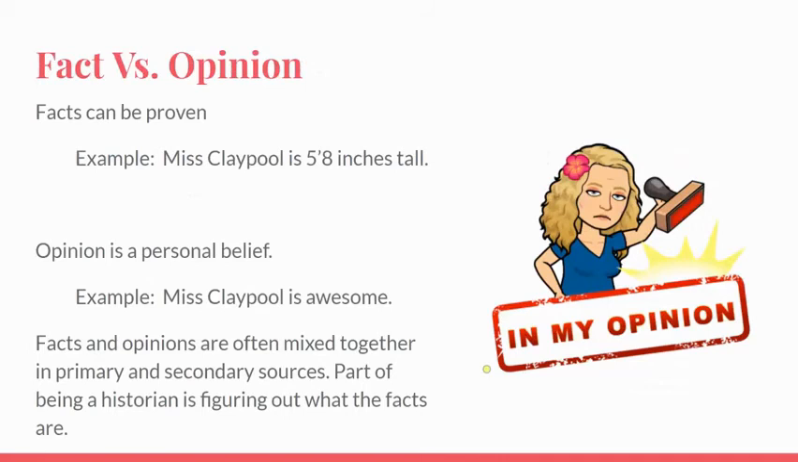An opinion is a personal belief. So for example, Miss Claypool is awesome. Okay? That's a personal belief. It's not personally my belief, but I do have students who think I'm awesome. That is their opinion. Okay? And facts and opinions are often mixed together in primary and secondary sources.